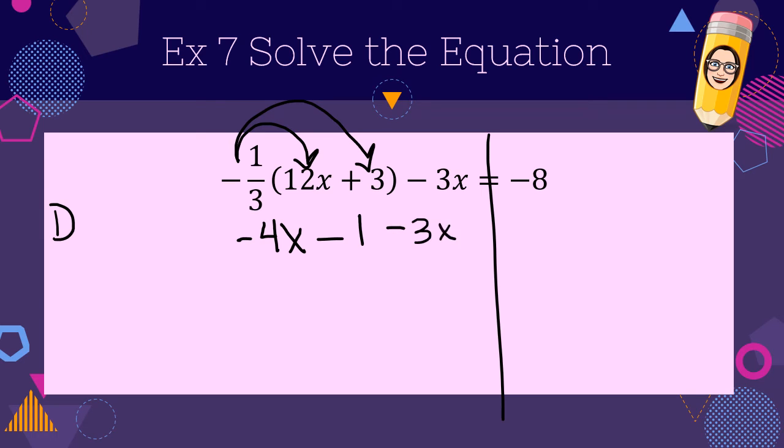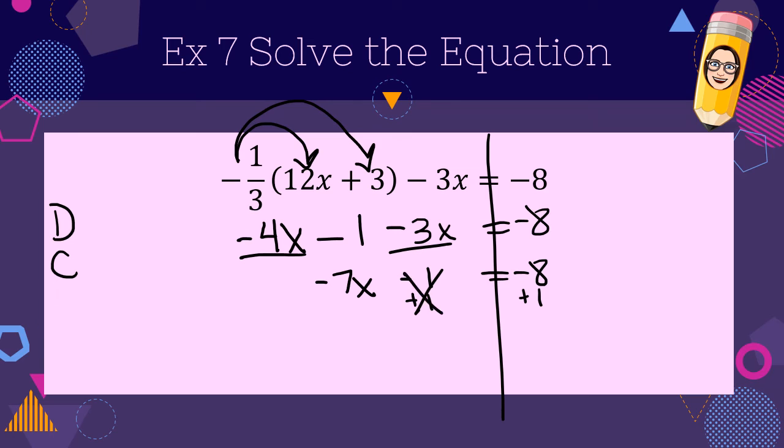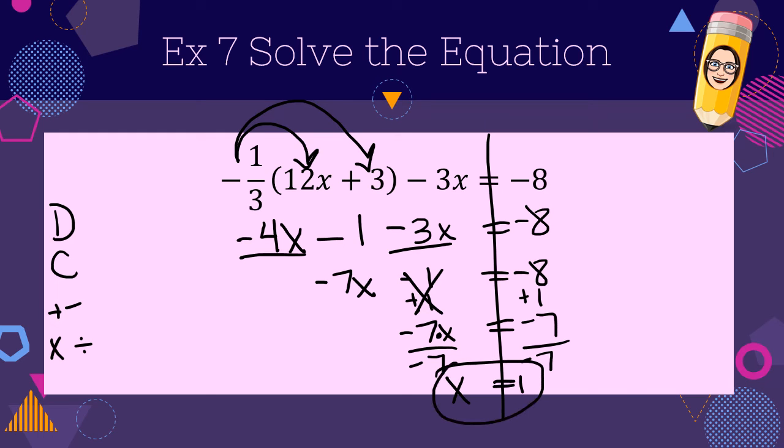Let's drop down everything else. Next step, combine. I have -4 xylophones and -3 xylophones. So I have -7 xylophones. The -1 falls down, the -8 falls down. Let's keep going. I'm going to undo by adding 1 to both sides. That -7x drops down. -8 plus 1 is -7. Well, that's looking nice. Instead of times -7, divide by -7. Anything divided by itself is 1.